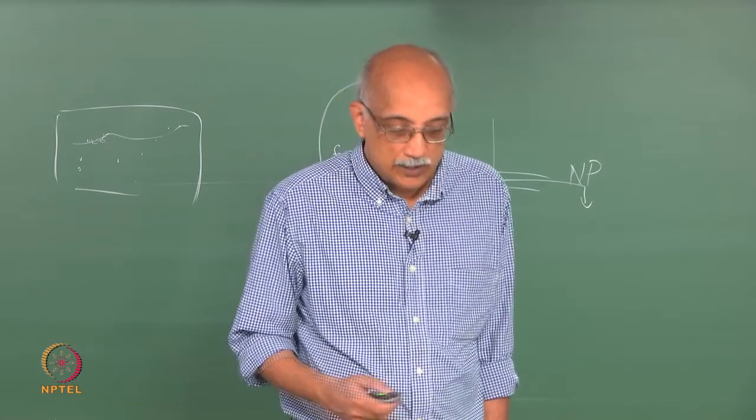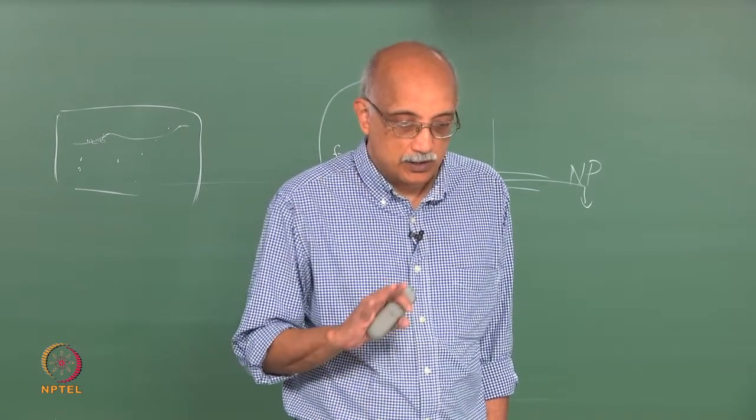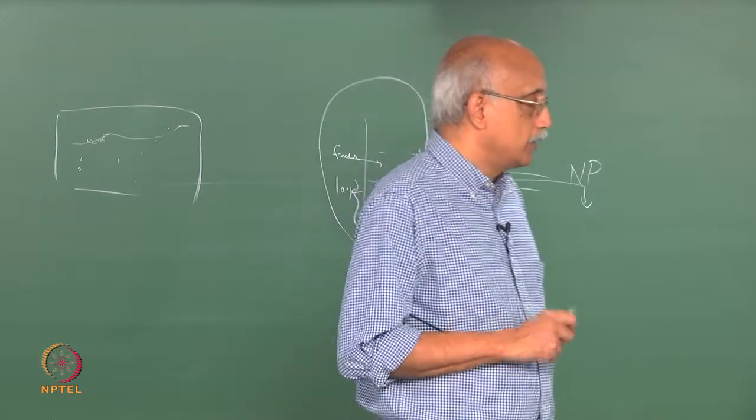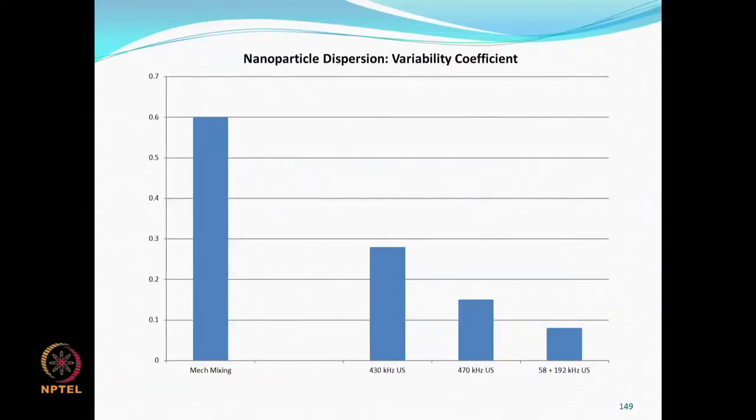So again, if you take this particular metric and look at it for various processes for dispersion, you can see that if you simply do mechanical mixing either through stirring or orbital shaking, the dispersion coefficient you can achieve is never better than 0.6, which is pretty high. I mean, it basically says your variability is almost as large as your mean.